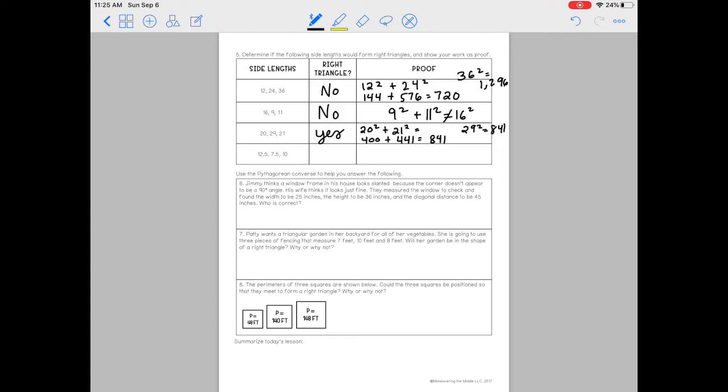I want you to try the last one, 12.5, 7.5, and 10 on your own, and then come back to find the answer. So if you did this correctly, you would have got yes, this is a right triangle, because 10 squared plus 7.5 squared is in fact equivalent to 12.5 squared.